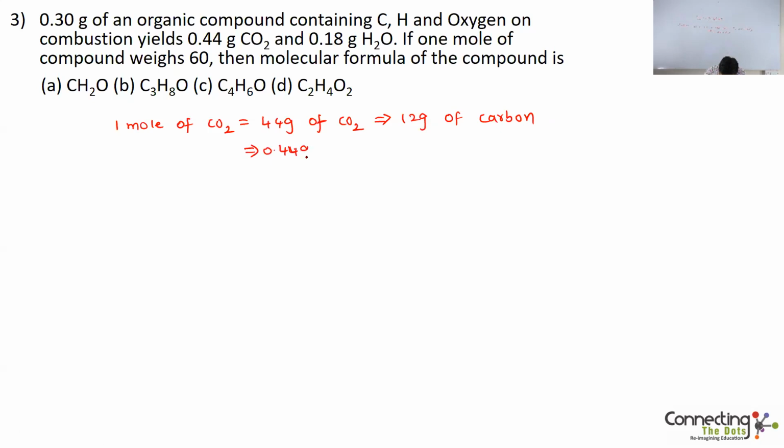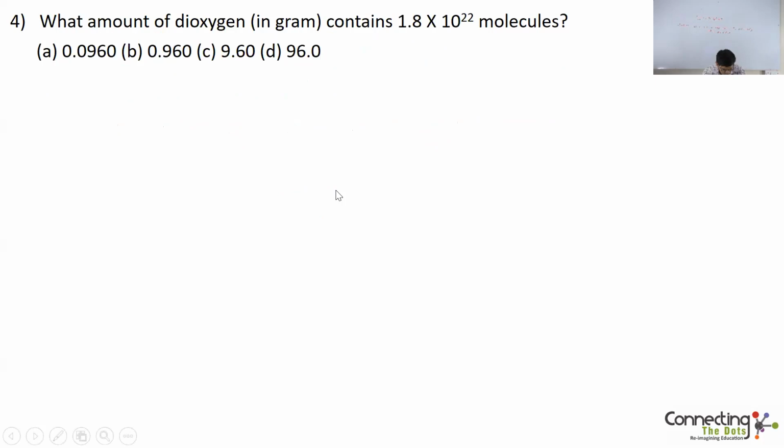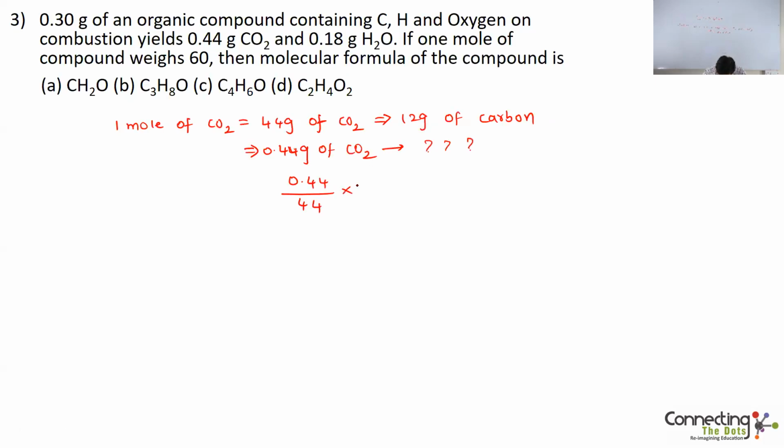So 0.44 grams of carbon dioxide will contain how much carbon? You can solve it. It will be 0.44 divided by 44 multiplied by 12. If you multiply this by 100, it is equivalent to 0.12 grams. So 0.12 grams of carbon is present in the given organic compound out of 0.30.